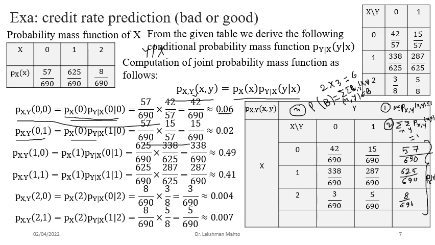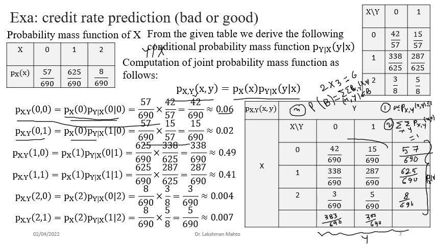Okay, so what is the sum of this one divided by 690? The sum of this one is 307 by 690. So horizontally, y is varying. So here we are getting the distribution of y. That means the marginal distribution; another name of it, you can also call it the marginal distribution.